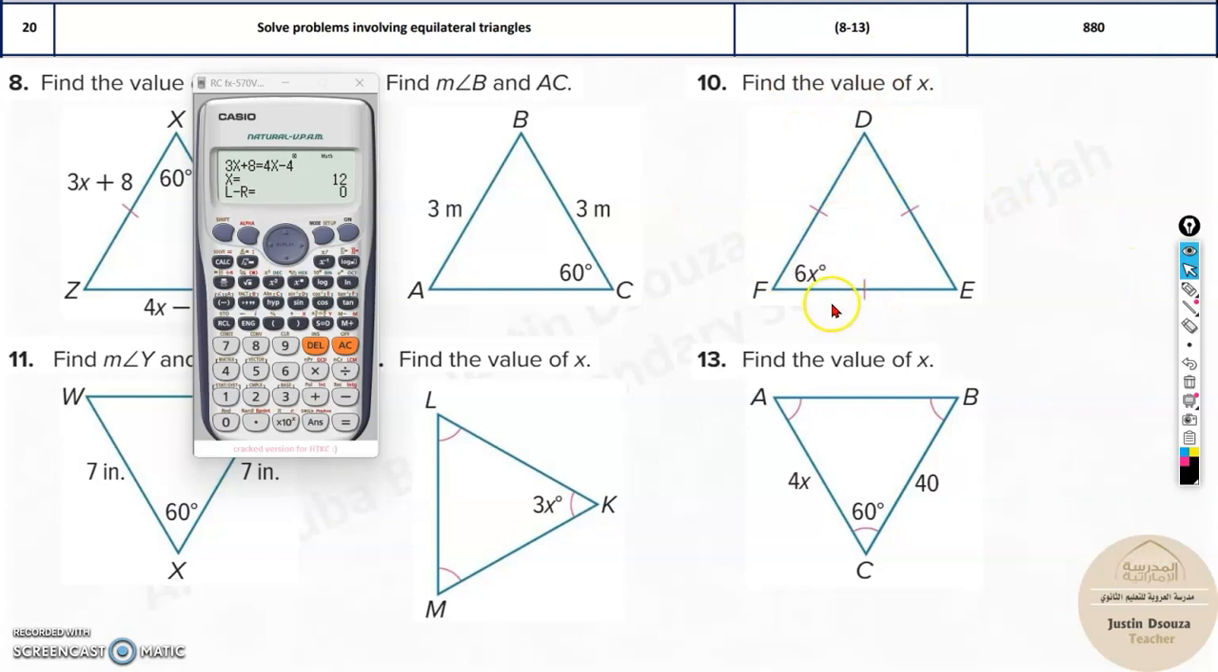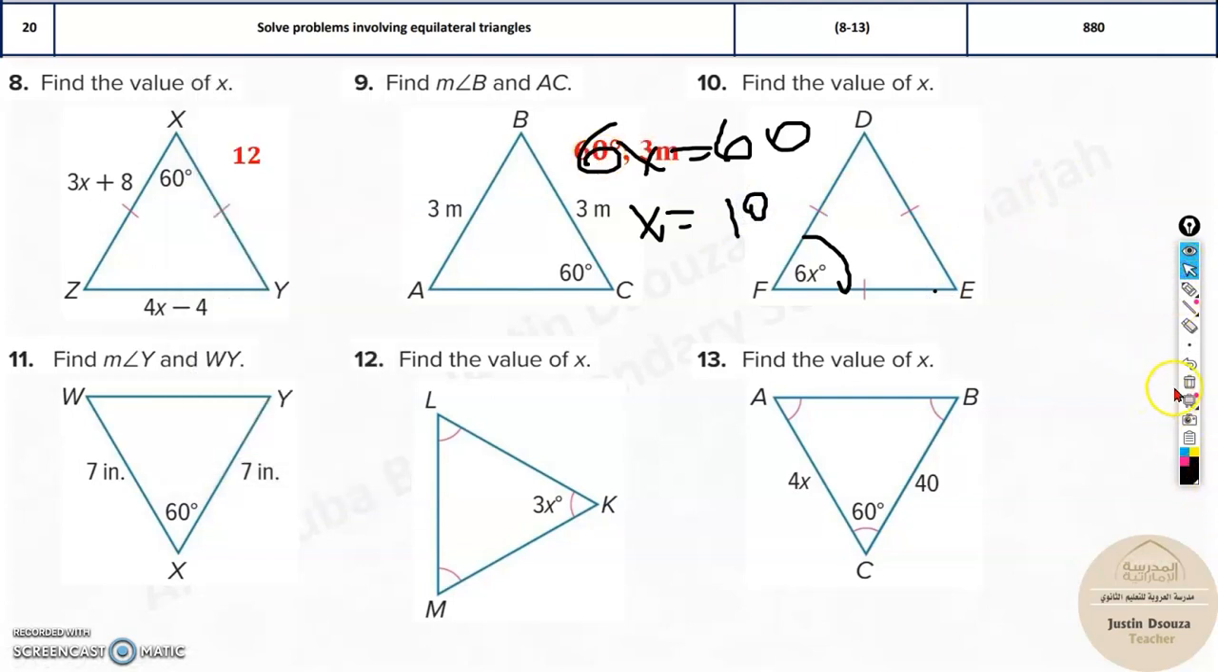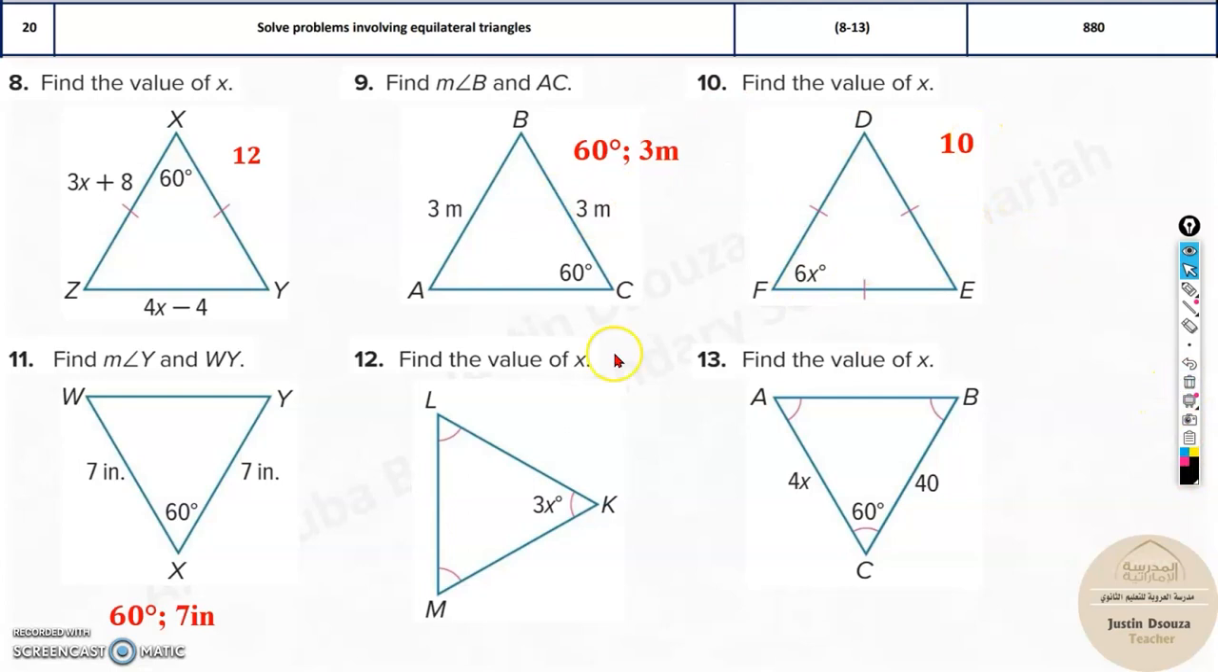Now what about this one over here? They have told us all the sides are equal, so it's equilateral. You know the angle will directly be equal to 60 degrees. So 6x equals 60; dividing both sides by 6, x will be 10. So the answer is 10 over here. Over here we got 60 degrees and 3 meters. Here it is 10. Solve these by yourselves.